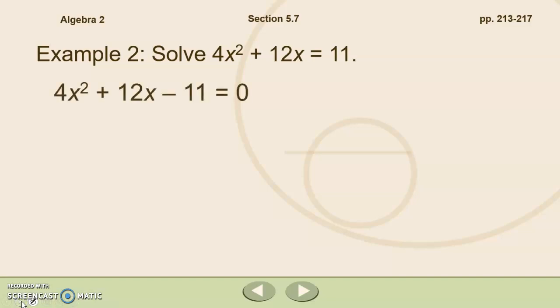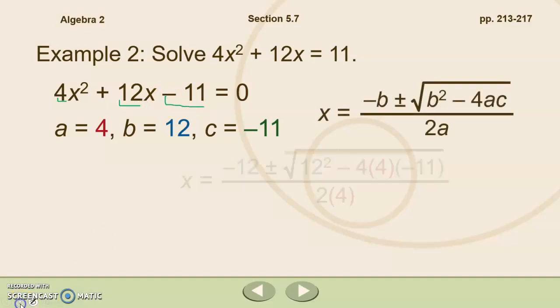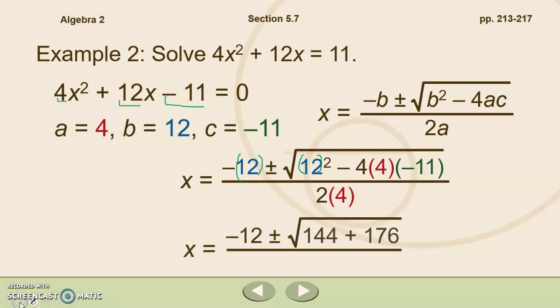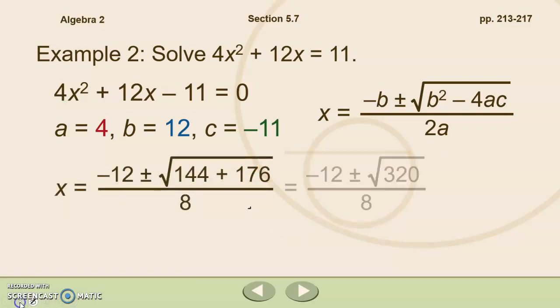First, we need to put it into standard form and identify the A, B, and C terms. We have our A term is 4, B term is 12, our C term is negative 11. We will then plug those into our quadratic formula. Make sure that you're using parentheses when you substitute in. I would put parentheses here and here, so that we maintain the correct negatives and positives where they're supposed to be. And what we get is negative 12 plus or minus the square root of 144 plus 176, all over 8. Let's simplify that a few more steps here, and we get negative 12 plus or minus the square root of 320 over 8.